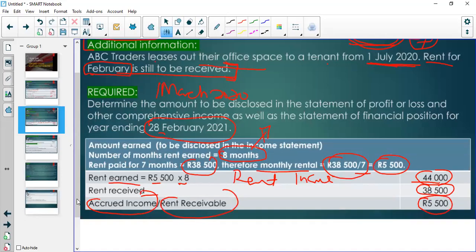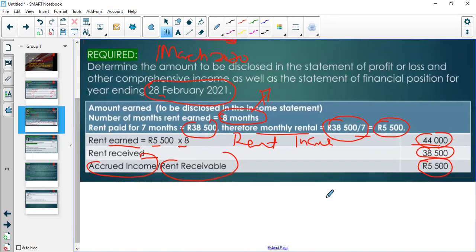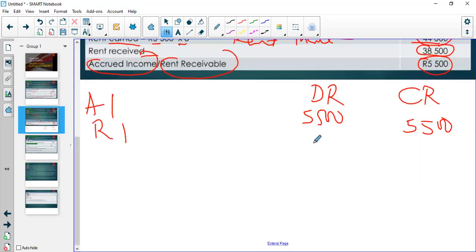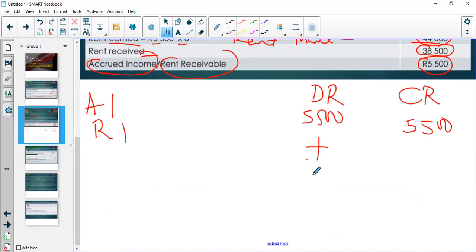So if you want to think in terms of the journal entries, the debit and the credit, you're going to debit your accrued income, which is an asset, 5,500. Then credit your rent income with 5,500. All right. So if you do this, this means that you have increased your assets with 5,500. You have also increased your income, which is your equity, with 5,500.